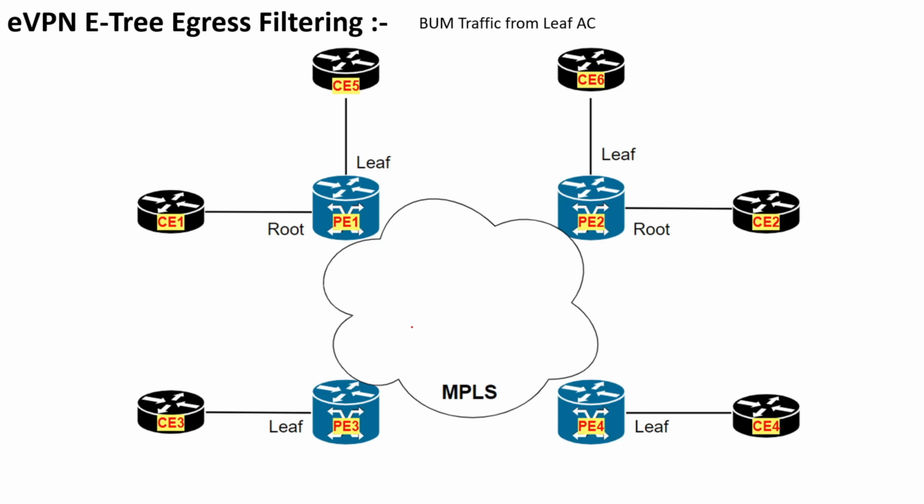So far we have discussed the ingress filtering, and that was applicable for unicast traffic. But what about the BUM traffic? So now let's see the BUM traffic from the leaf attachment circuit. For that, routers are going to use the ES-AD, that is Ethernet segment, Ethernet auto discovery.